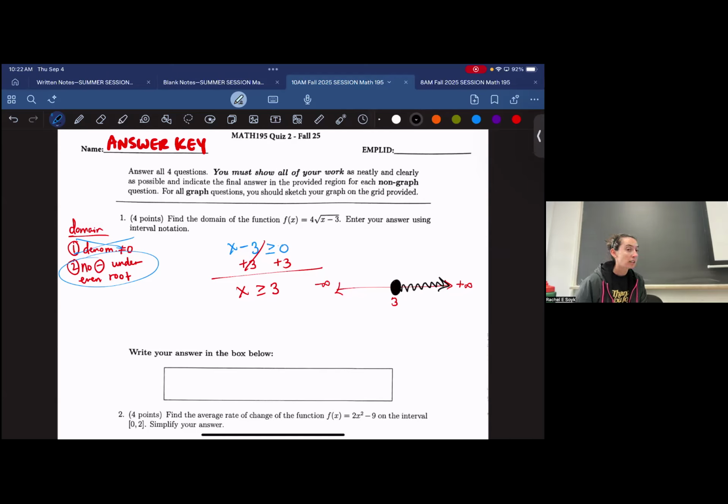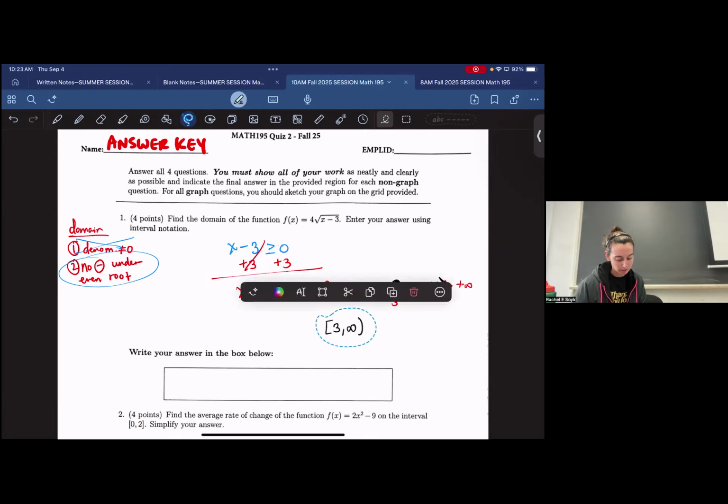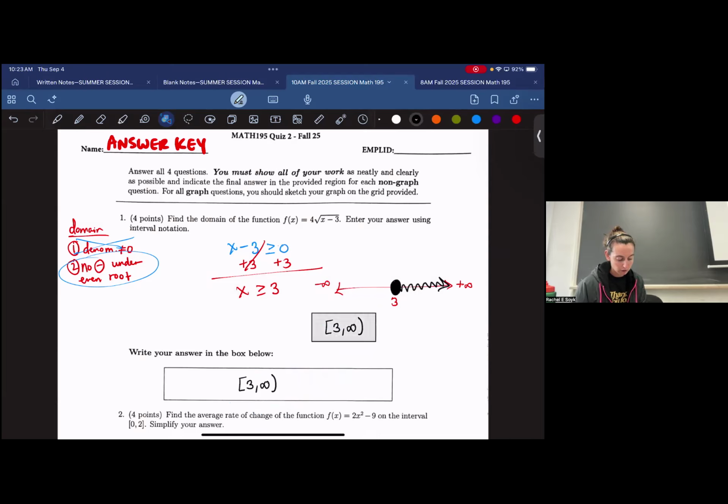Now we have to represent this in interval notation. So is it going to be a hard bracket or a soft bracket? Hard bracket, 3, comma, infinity, parentheses, beautiful. And we're done. That is the results for question 1.